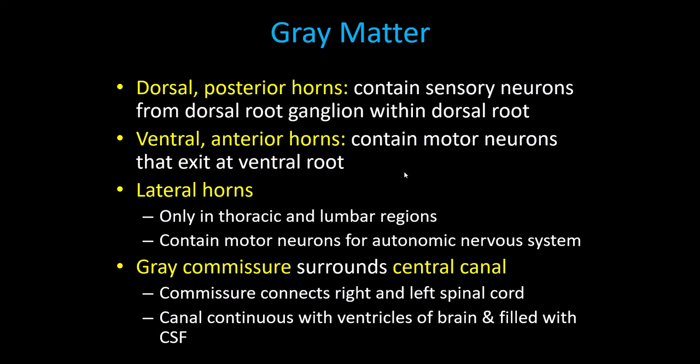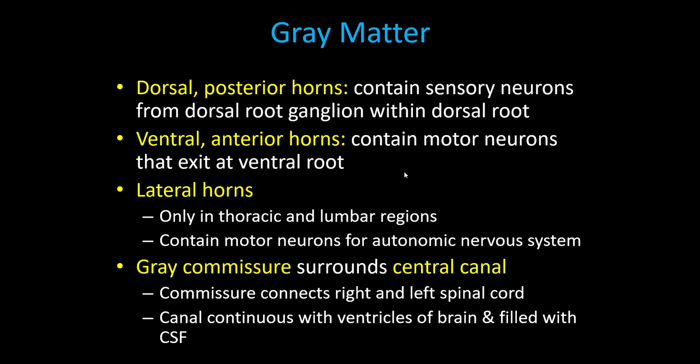So the dorsal horns have sensory neurons from the dorsal root ganglion. So they're taking information into the spinal cord, into the central nervous system. The ventral horns contain motor neurons that exit out the ventral root of the spinal cord, carrying motor, efferent information. And then the lateral horns, in the parts of the spinal cord that have them, they're not found everywhere, have motor neurons for the autonomic nervous system, the kind of involuntary nervous system.